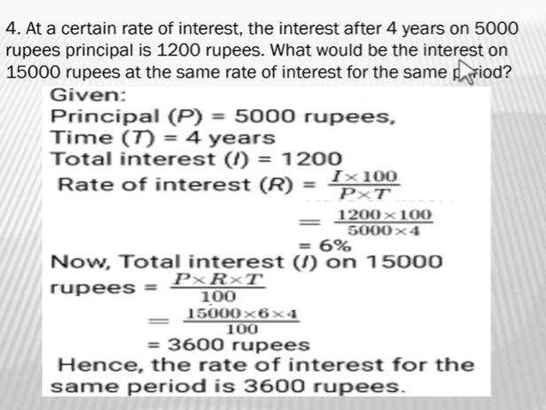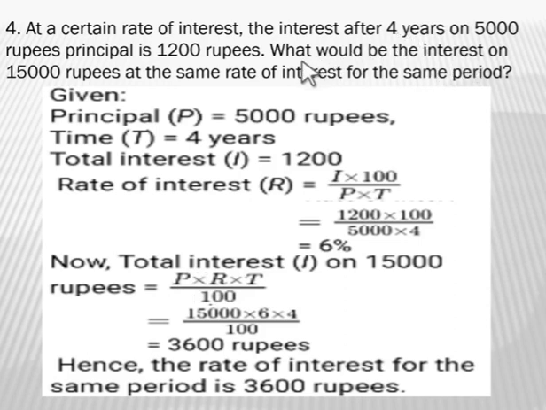Now what would be the interest on 15,000 rupees at the same rate of interest for the same period? So now in the next part we have to take the same rate of interest and same period, that is same time. So in next part here only the principal changes, that is principal will become 15,000 rupees. Same rate of interest, it means 6% per annum. Same period, it means 4 years. Hence you know principal, rate and time. For the second part you have to find interest.